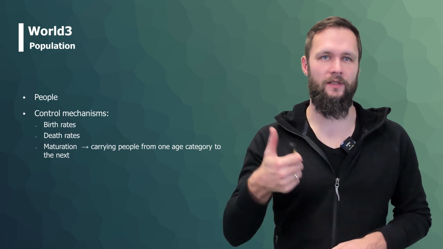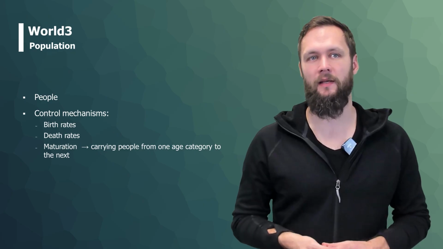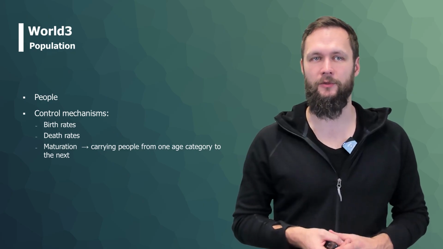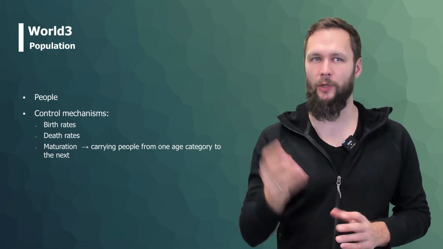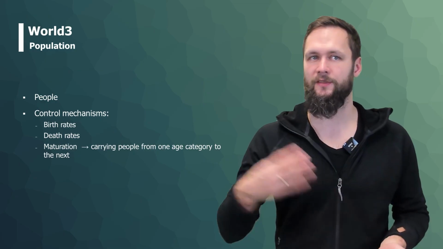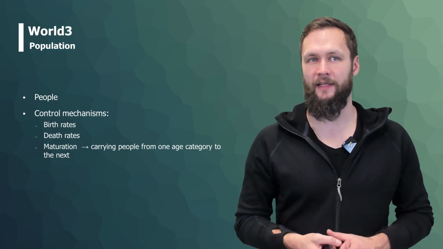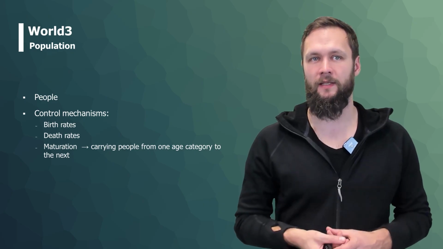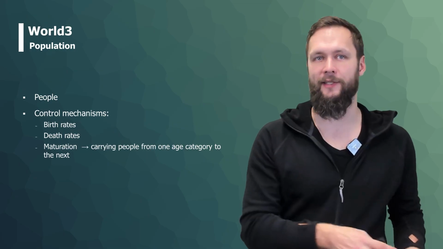So first, let's start with population. What's relevant for a population? It's the people, and you have certain control mechanisms to define or to control how the population goes up and down. We already talked about birth rates as one example to increase the population or decrease it using the death rates, but you also have factors that go in there like the maturation. How many people you are carrying from one age category to the next.